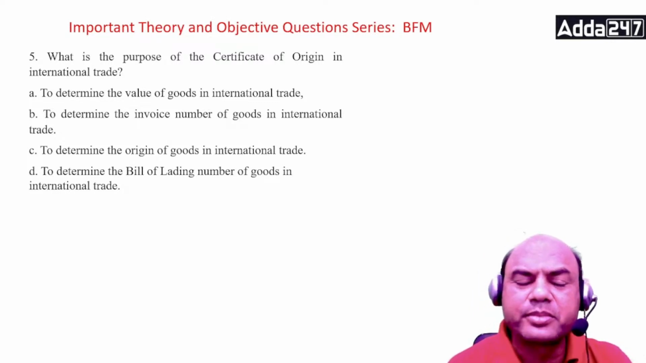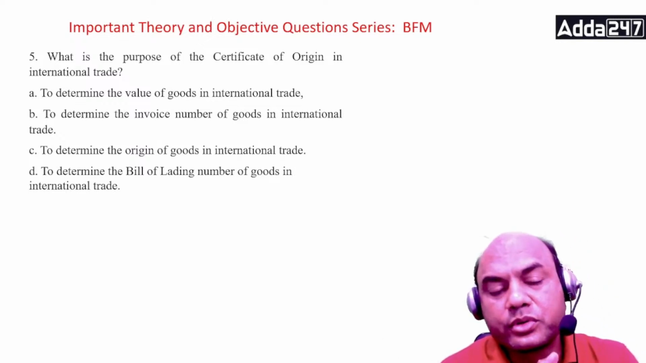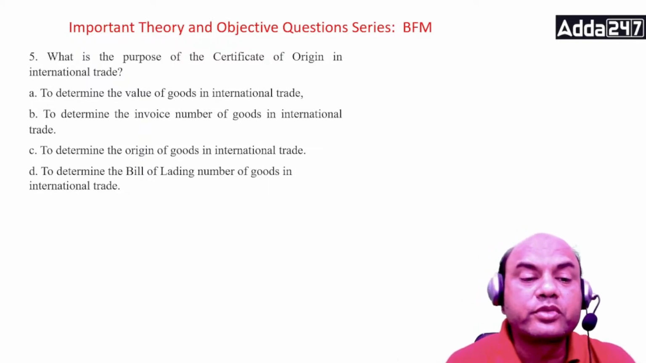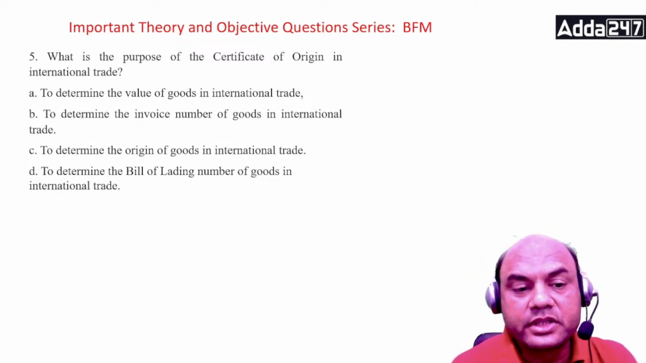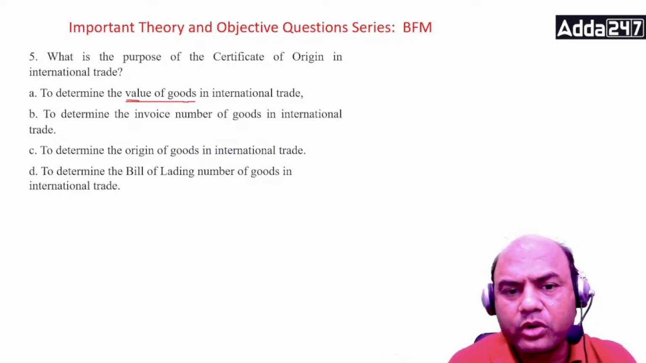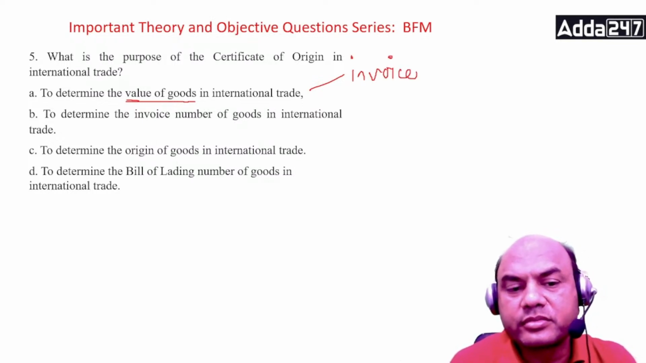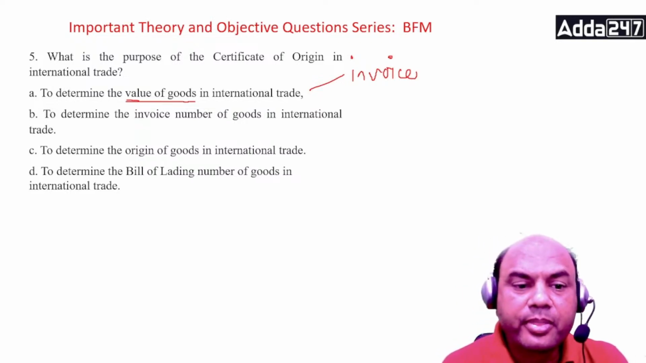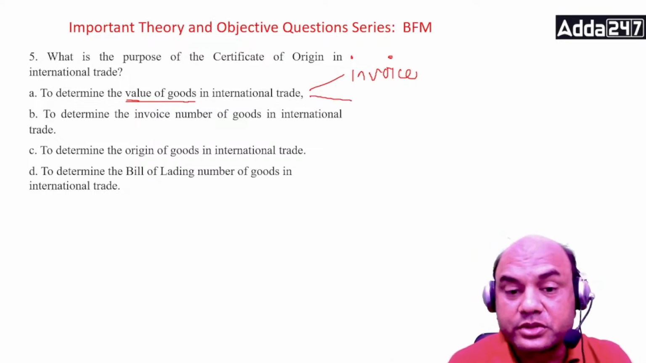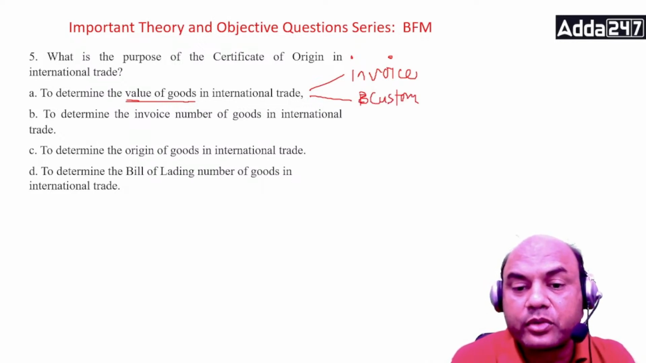So what is the logic behind the COO? First let me get the answer from your side. Value of the goods, from where do we get it? I'll get it from two things. One is the invoice. From the invoice I'll know at what rate the goods are being sold. The second I can get from the BL or the customs document. Whenever I declare it at customs, there also I come to know about the value.